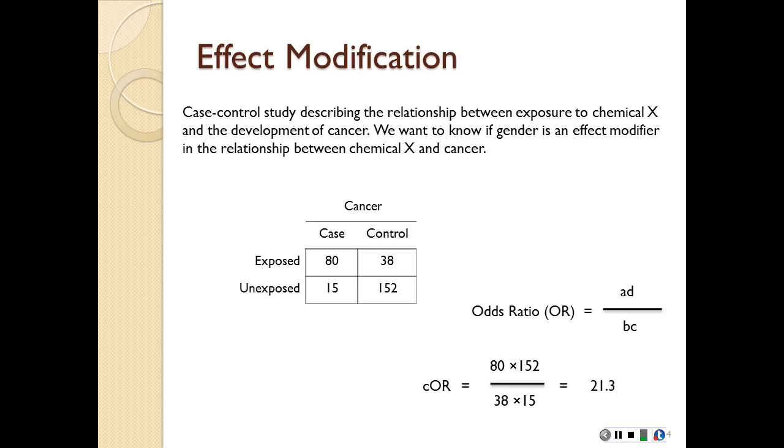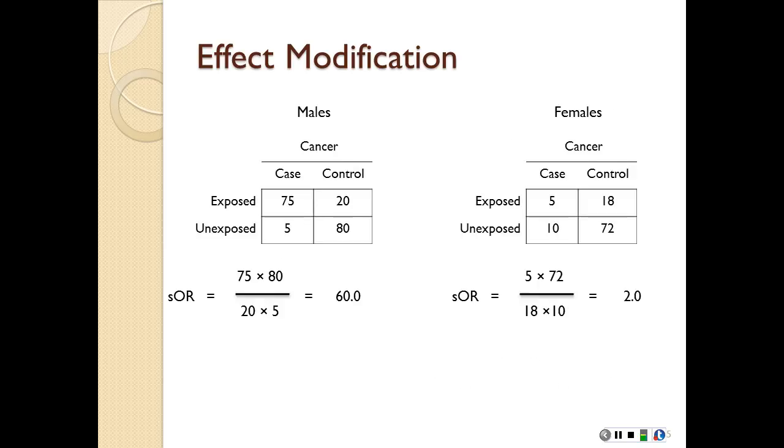So 21.3 is telling us what? How do we interpret that? It's a case control study. People who have cancer are 21 times more likely to be exposed to chemical X. Exactly. Perfect. But we think that relationship might be different based on gender.